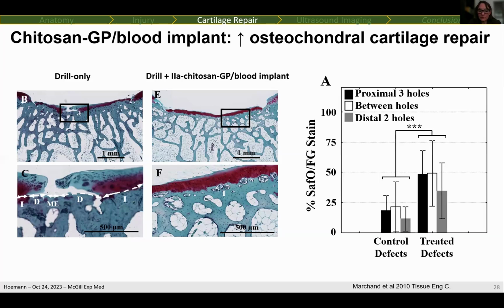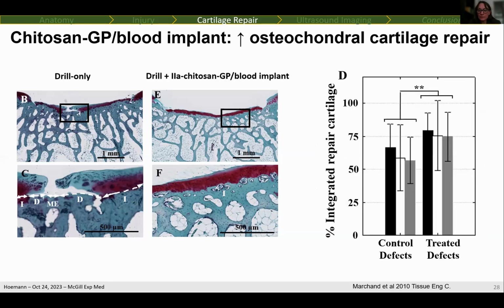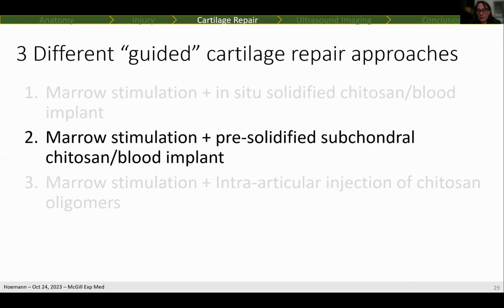cartilage repair. So we're reforming the osteochondral unit more reproducibly with the implant, and in terms of the integration. Are there any questions on that part? So I'm going to move on then, if not, to the pre-solidified.